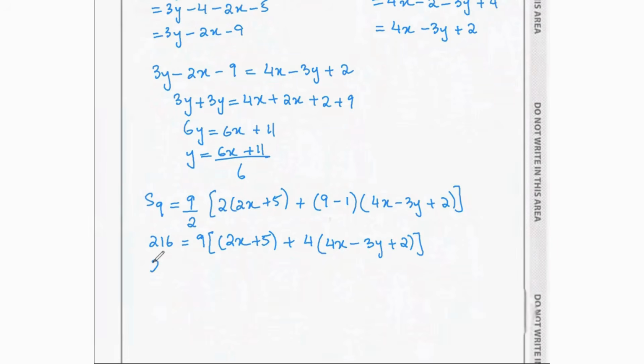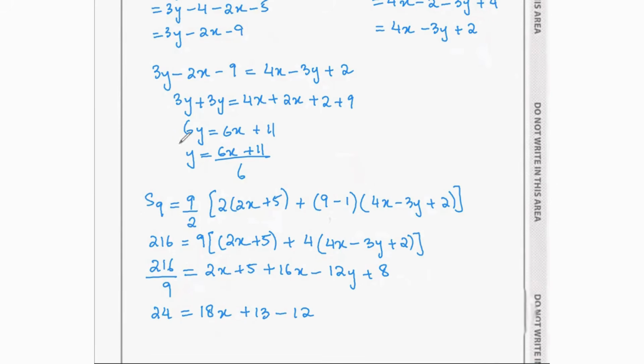Now next I'm going to divide 216 by 9. And over here we're going to expand the brackets. So 2x plus 5 plus 16x minus 12y plus 8. 216 divided by 9 is 24. Collect the like terms. So 2x plus 16x is 18x. 5 plus 8 is 13. And we replace y with 6x plus 11 over 6, so that the entire equation is just in terms of x.